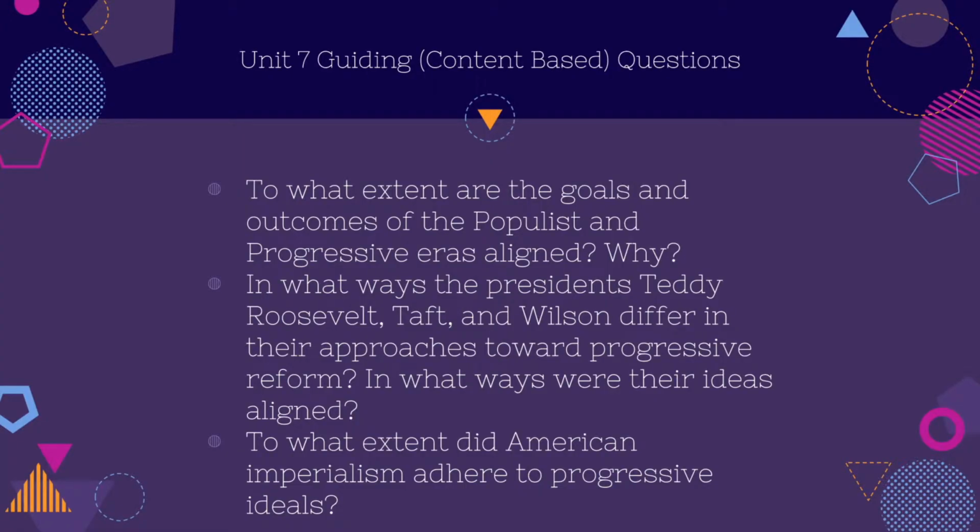All right, so guided questions. Really, I just want to read these and then let them speak for themselves. So how can you apply the content to the EQs? You can play with these more content oriented questions that are still quite broad. To what extent are the goals and outcomes of the populist and progressive eras aligned and why?